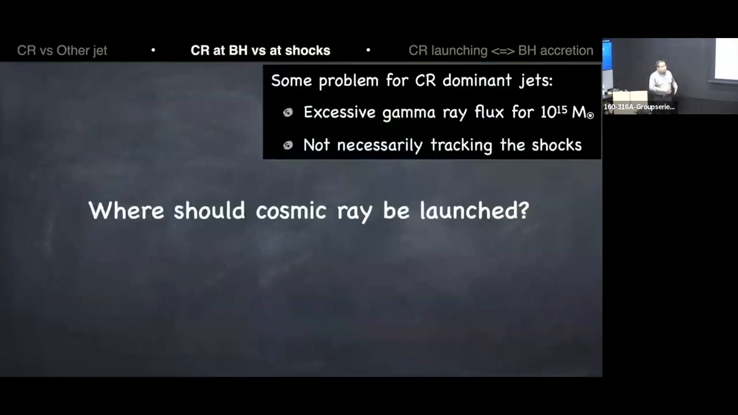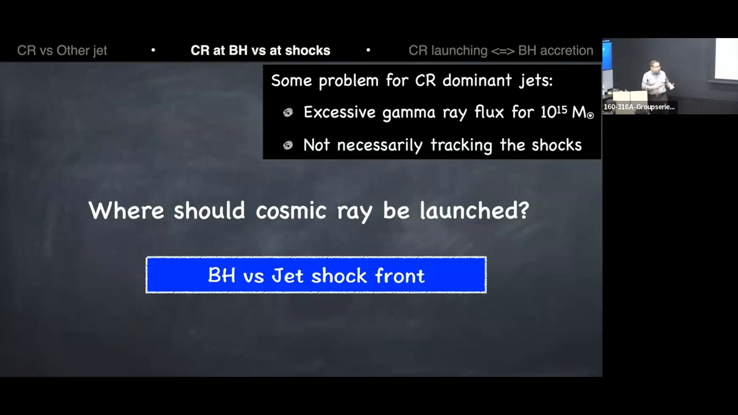However, there are a few potential problems with the cosmic ray energy dominated jet. If most of the jet energy is in the form of cosmic rays, it very easily results in excessive gamma ray flux, especially for the most massive halo, like the 10 to the 15 solar mass case. Also, the traditional way of injecting cosmic rays does not necessarily inject them at the shock front, which is most likely the position where cosmic rays are accelerated. So in the subsequent work, we ask the question: how should we actually inject cosmic rays? Should we inject in the traditional way, at the black hole vicinity, or inject more or less at the jet cocoon shock front?